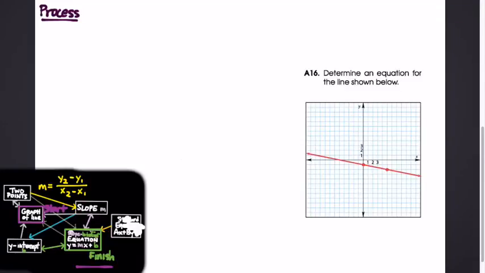So in this problem, we're starting with the graph of a line. So that's what's given to you. And the question wants you to determine an equation for this line. Since it doesn't say what kind of equation, we get to pick.